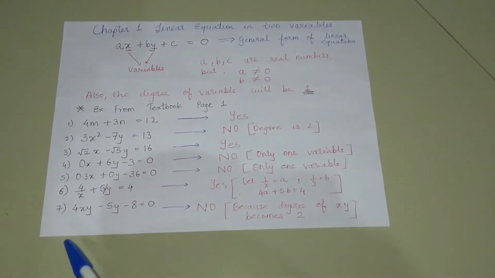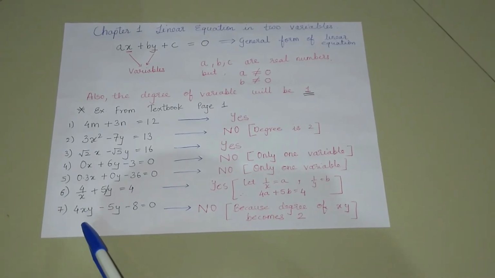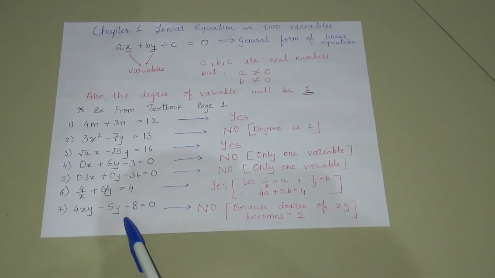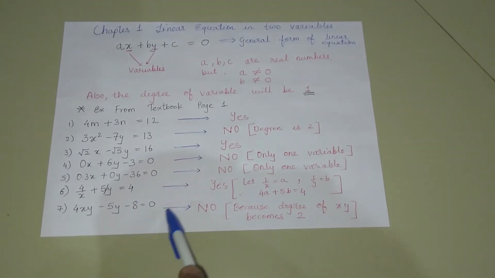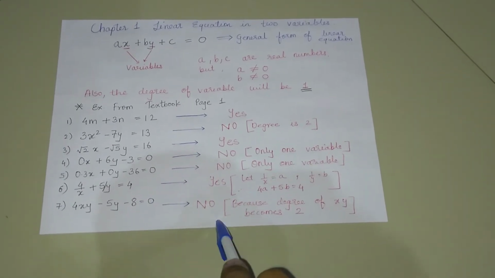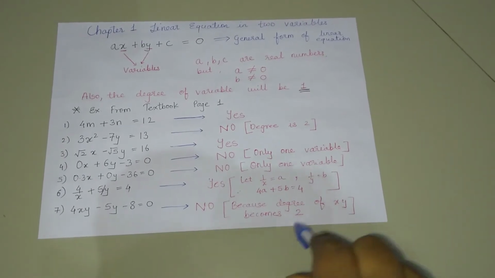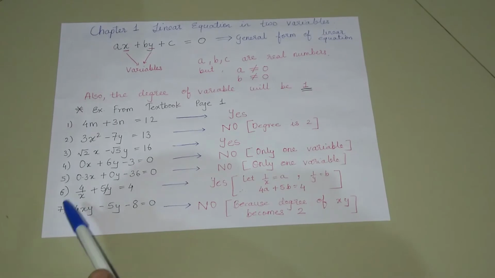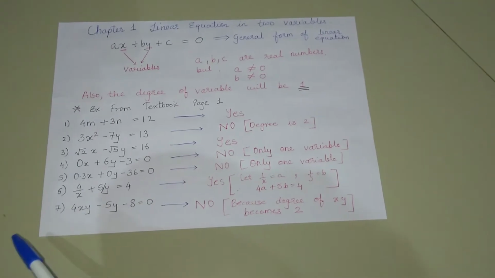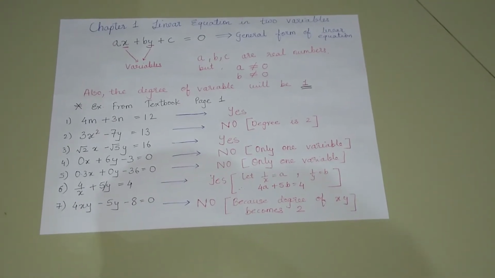Now let's take the seventh one, that is 4xy minus 5y minus 8 is equal to 0. No, because here the degree becomes 2. Here the degree of x is 1 and the degree of y is 1, which means the total degree is 2. The degree should be 1.